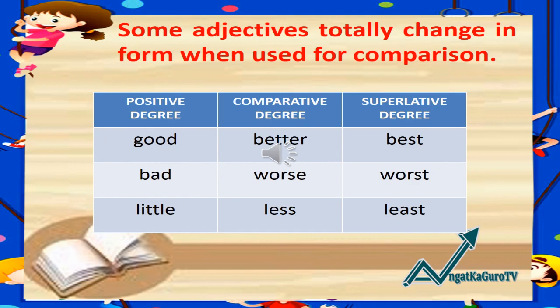Some adjectives totally change in form when used for comparison. Here are some of the most used words in the positive degree, comparative degree, and superlative degree. Good, better, best. Bad, worse, worst. Little, less, least.